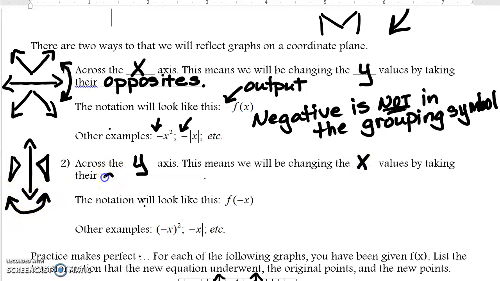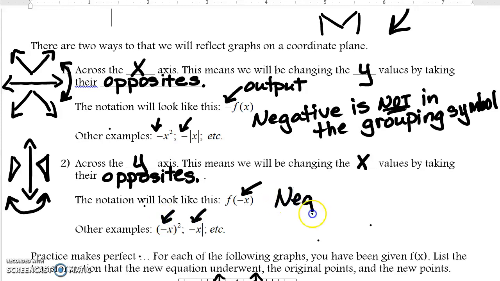And we would change it the same as we did up above by taking the opposite of all of our x coordinates. So you'll notice the difference. It's very slight, but now look where that negative is at. It's inside the grouping symbol. Every one of these examples has our negative sign inside the grouping symbol.